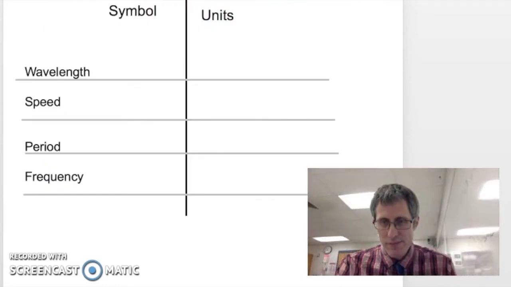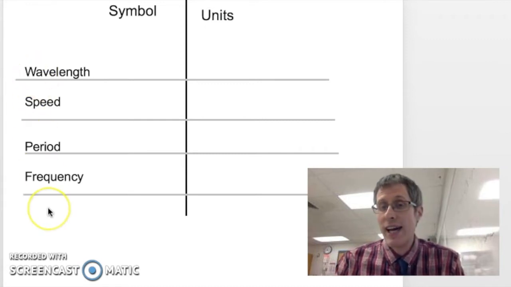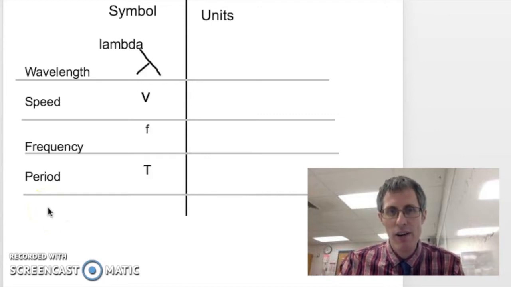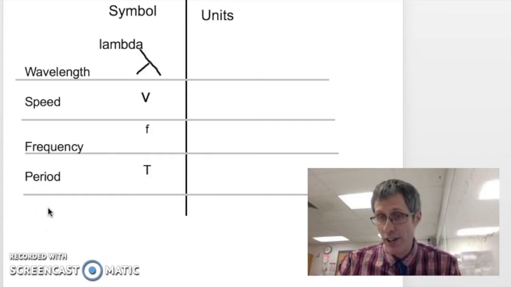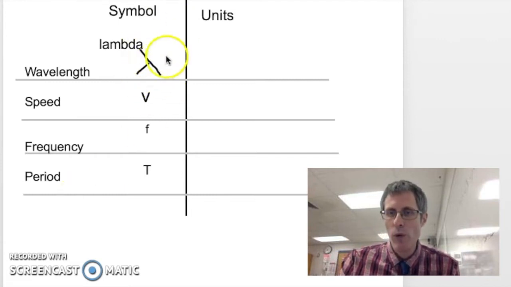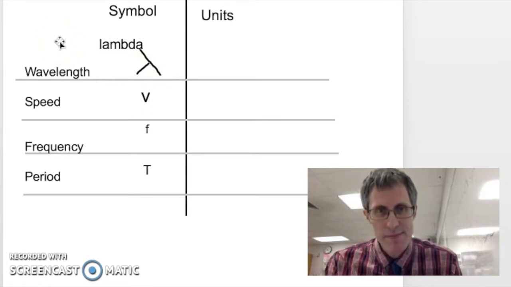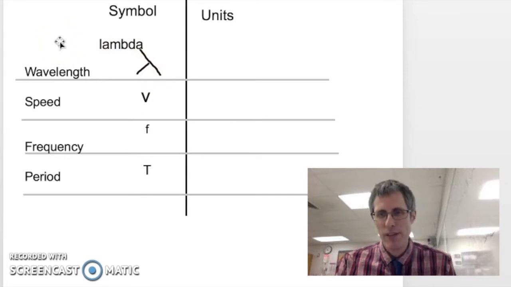All right, let's get to symbols and units. Here are the 4 quantities that have symbols: wavelength, speed, period, and frequency. And here are all of your symbols. We'll start off with the worst. Wavelength has this weird upside down Y. It's called lambda. Okay. Speed has a symbol of V.